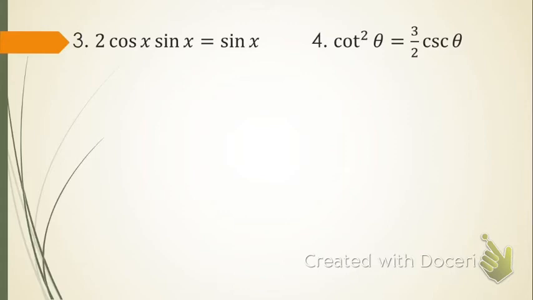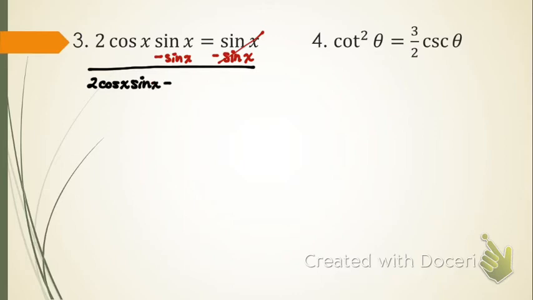I can subtract. I'm going to subtract sine of x to get a 0 over there on the right. So I'm going to subtract sine of x here, but it's not going to combine with my 2 cos x sine x. That's a mess. So I would have 2 cos x sine x minus sine x equals 0. Why is it not a like term with that 2 cos x sine x?